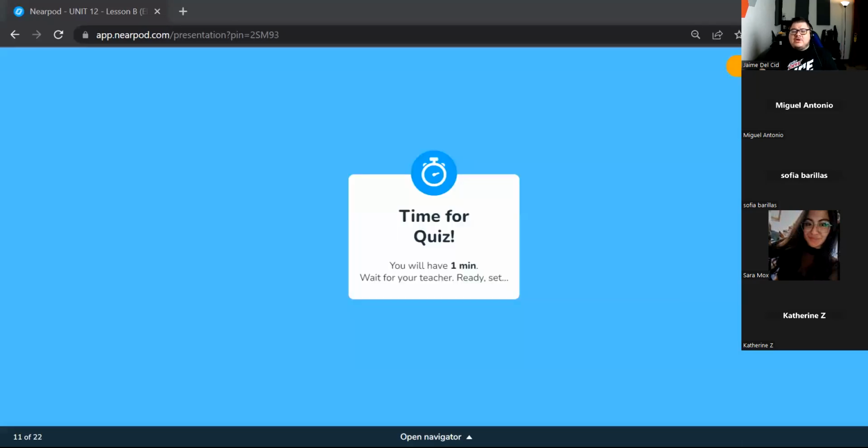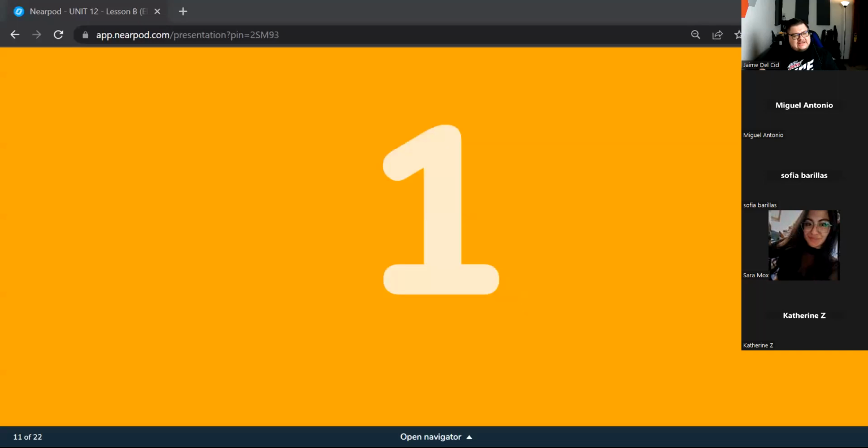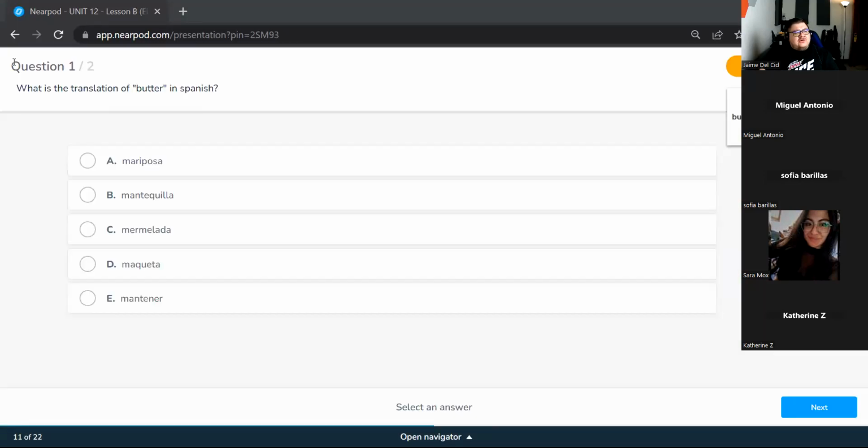So this is a quiz, okay? So you have 1 minute to select the correct answer according to your idea, okay? So here, what is the best translation of butter in our language, of course, in Spanish? Which of these are applicable, or which one is applicable to butter? When you finish this one, you go to the next one. You have two.